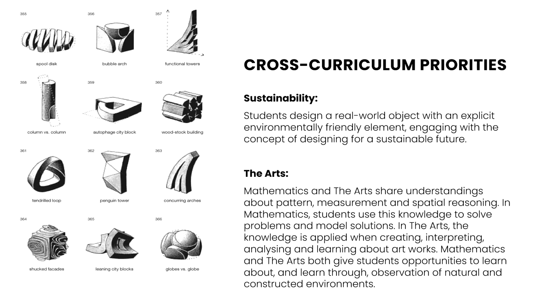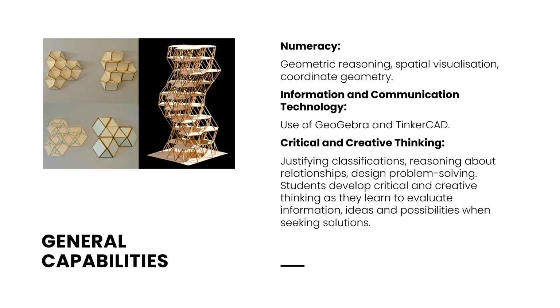The cross-curriculum priorities that I'm focusing on are sustainability and the arts, which I think I've described a little bit. Students will design a real-world object with an explicit environmentally friendly element and engage with the concept of designing for a sustainable future. And as I mentioned at the beginning, part of my concept for this unit is that mathematics and the arts share an understanding about pattern, measurement and spatial reasoning. And for this reason, I think this unit is appropriately designed.